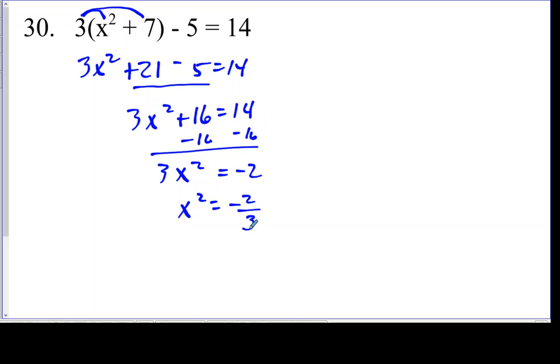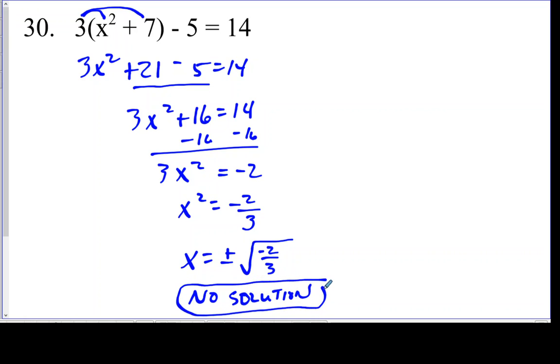You should already be thinking about something right here. Now to solve for x, you've got to take the square root of both sides. So x can be the positive or negative square root of negative 2/3. What do you notice here? You're taking the square root of a negative number. You can't do that. So that tells us that this equation has no solution. There's no number that would make that true.